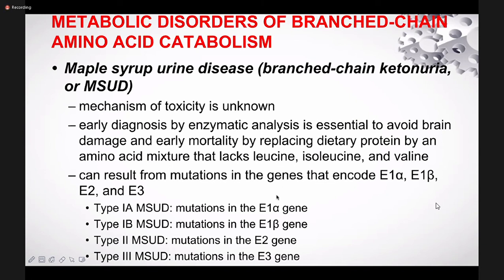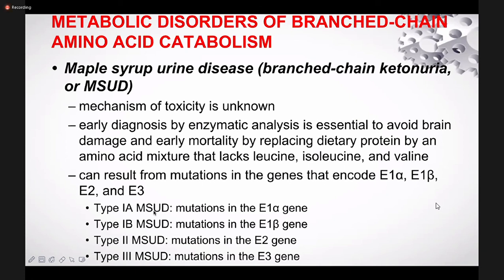So the disease results from mutations in the genes that include the enzyme 1 alpha, enzyme 1 beta, enzyme 2, and enzyme 3. Earlier we already mentioned what these enzymes are. So there is a type 1A MSUD, type 1B MSUD, type 2, and type 3.